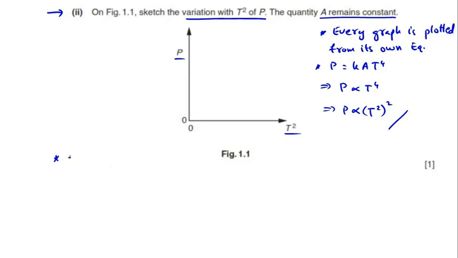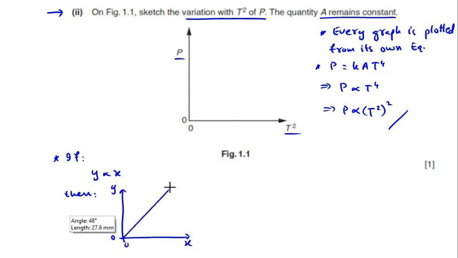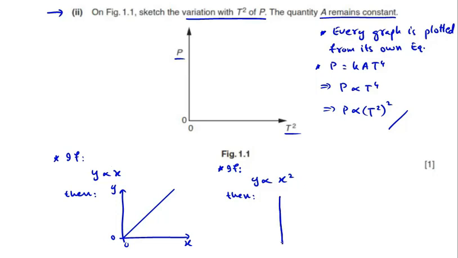We learned in the IGCSE that if y is proportional to x, then y versus x graph is a straight line and passes through the origin. But if y is proportional to x raised to the power 2, then y versus x graph is not a straight line, rather it is parabolic. Now compare these two proportional relationships. Here y is proportional to x raised to the power 2 and here p is proportional to t squared raised to the power 2. So the similarity between these two situations suggests that just like y versus x graph is parabolic, p versus t squared graph should also be parabolic.